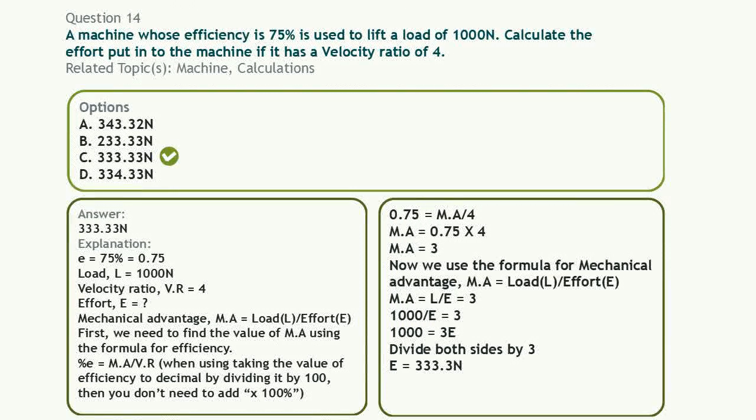So we say the mechanical advantage is equal to the load over effort, which is equal to 3. The load here is 1000, so you have 1000 over the effort is equal to 3. We cross multiply, so you are going to have 1000 equal to 3 times the effort here, so you have 3E. To get the value of the effort here, that's E, we divide both sides by 3. So you have E equal to 333.3 Newton.